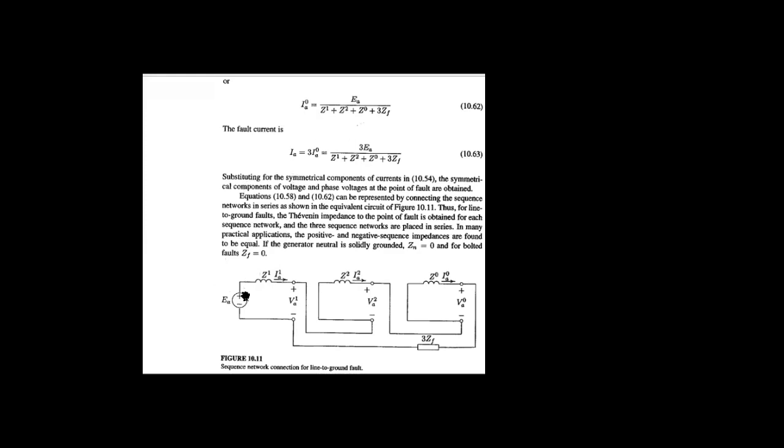This is the topic only, we have covered single line to ground fault. From the next class we will discuss the other faults so that you can make correlation between them.